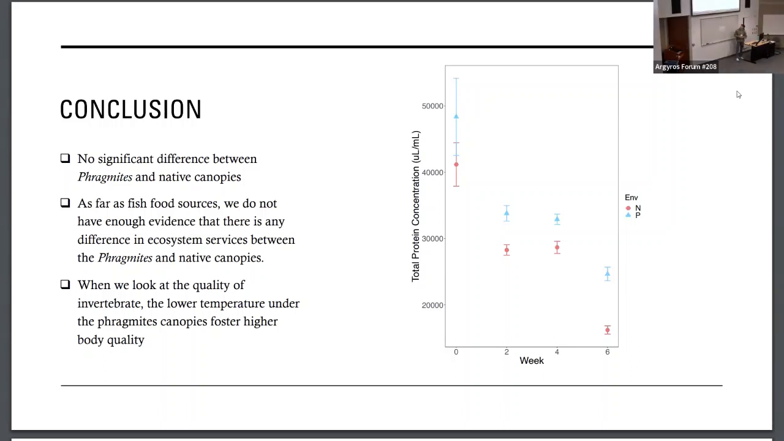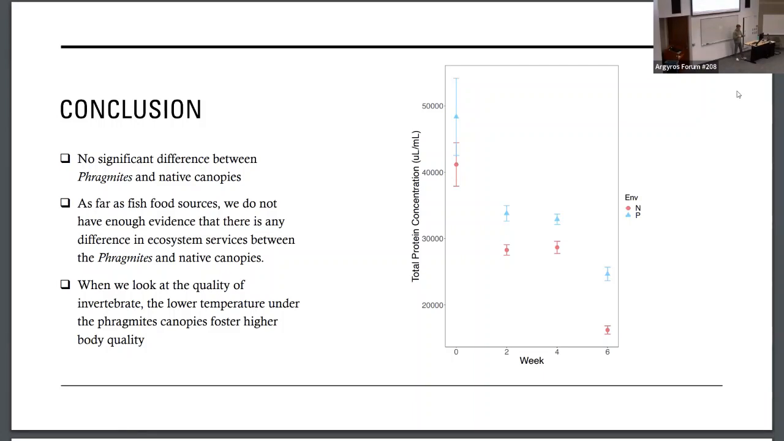And you can see even from week zero, the Phragmites is the blue, the native is the red. But you can see by week zero, there's still a difference in total protein concentration between the Phragmites and the native. And these are the amphipods. And this trend kind of increases over time. By week six, you can see there's an extreme difference in total protein concentration between the amphipods in the Phragmites canopies and the amphipods in the native canopies.